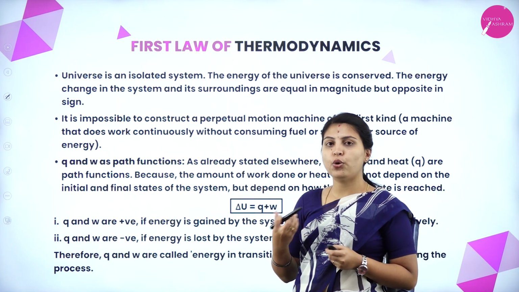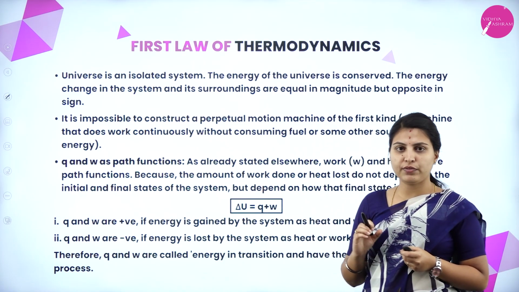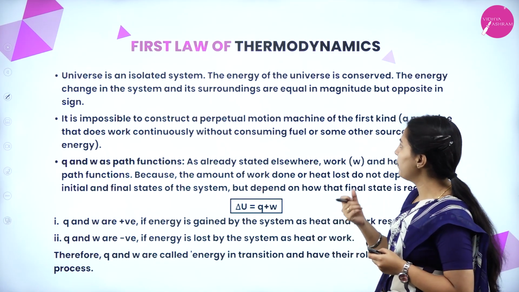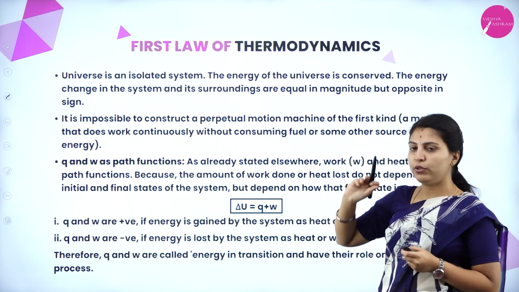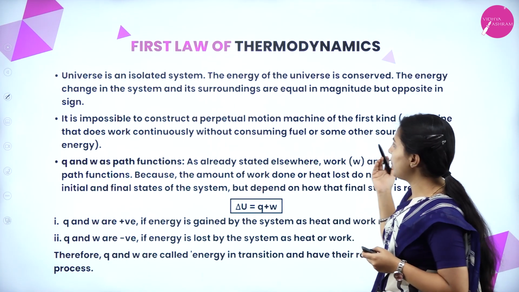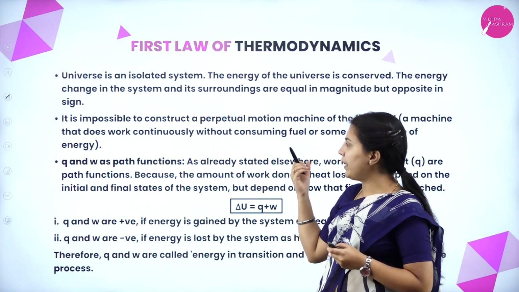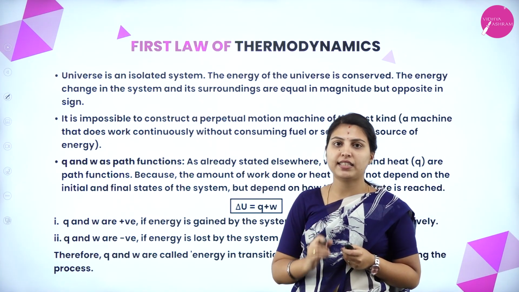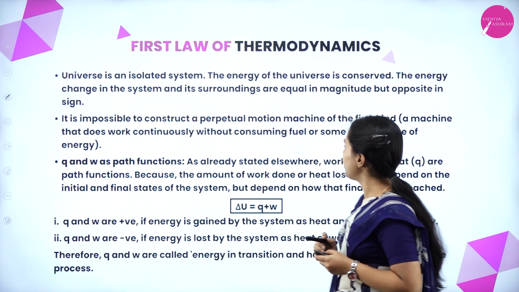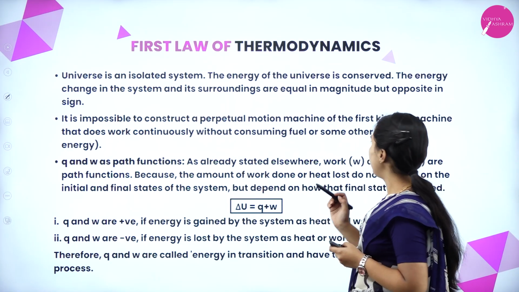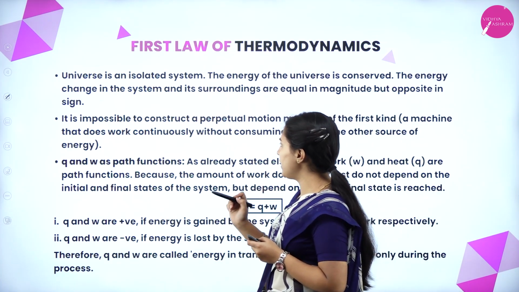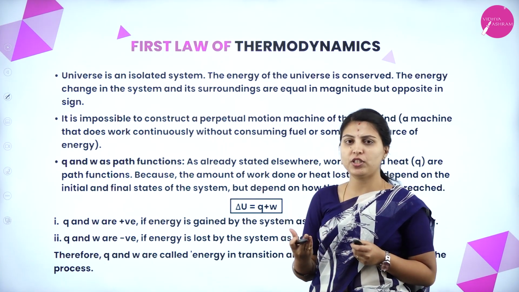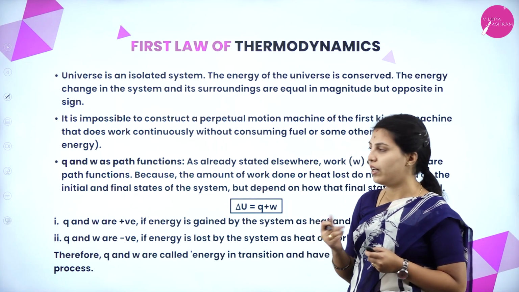If isolated means no energy and matter changes will take place, then if you consider the universe as an isolated system, the energy of the universe will be conserved. Obviously, the energy change in the system and its surroundings will be equal in magnitude but opposite in sign. It is impossible to construct a perpetual motion machine of the first kind, that is, a machine that does work continuously without consuming fuel or some other source of energy. It is completely impossible; without fuel, a machine cannot run.